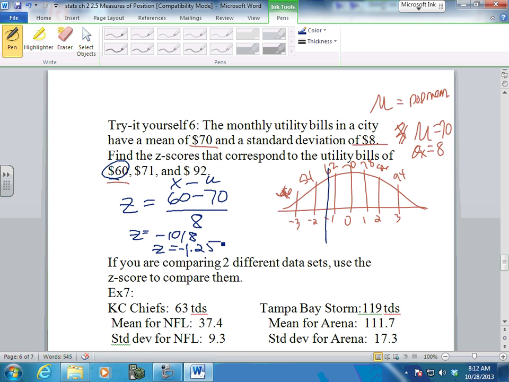Now, let's see what percent falls to the left of negative 1.25. So go to your table, go to the negative side, go to negative 1.2, and come over until you see the 0.05. Because when we add negative 1.2 and 0.05, we get negative 1.25. So come down and tell me what that area is.